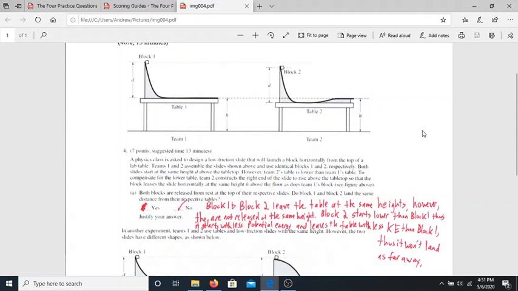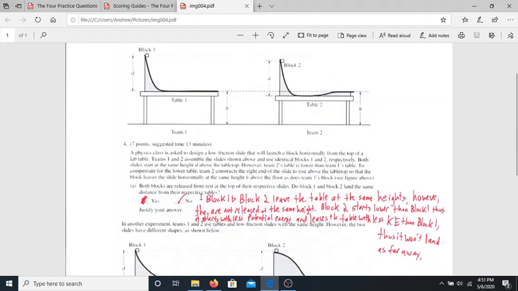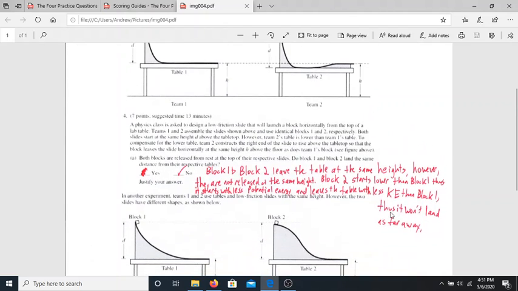So this long explanation can be broken down into this. Block 2 has less kinetic energy when it leaves the table than block 1. So it will actually fly a little bit less. Its distance will be shorter than block 1's because its horizontal velocity is less. So the answer for A is no. You'll notice I wrote a very long explanation. I'm a physics teacher, I'm going to do that.